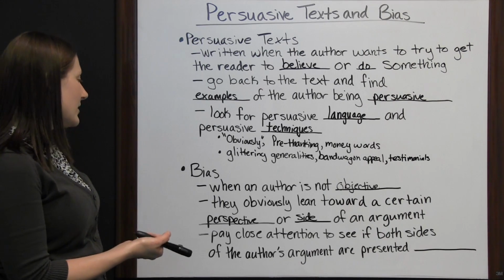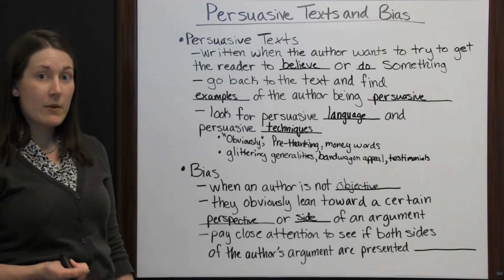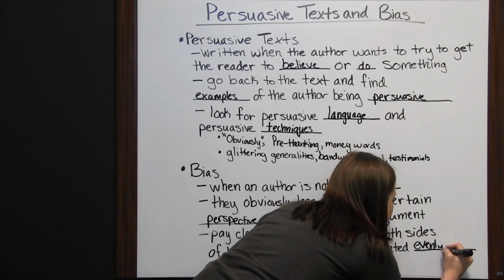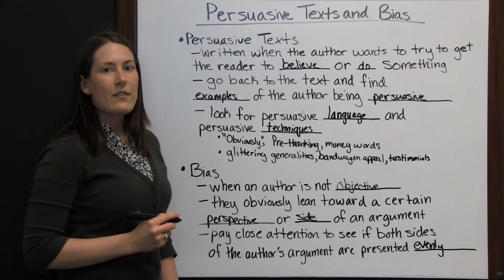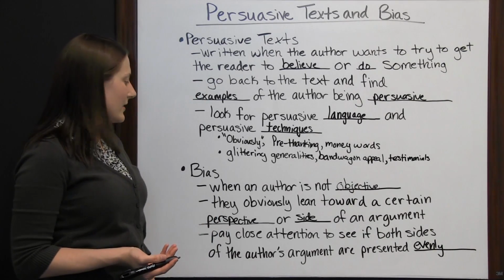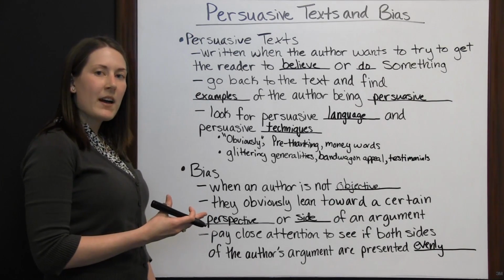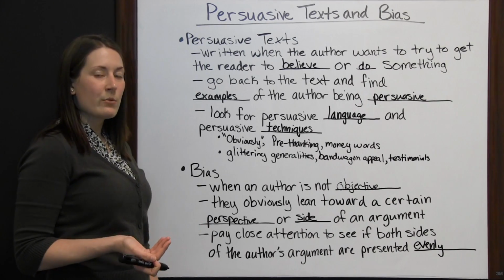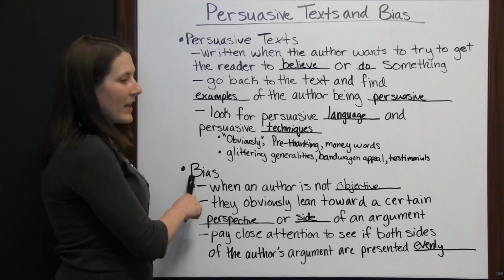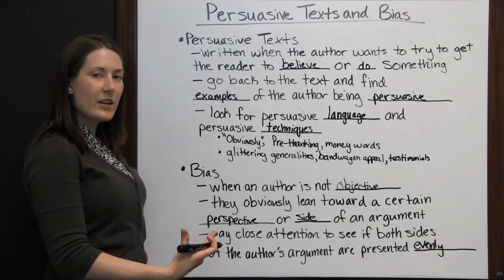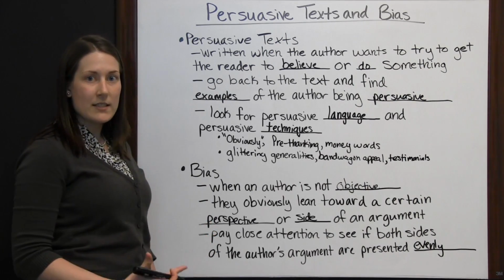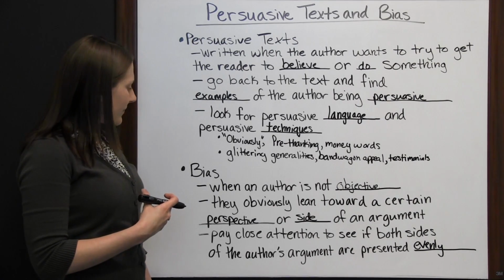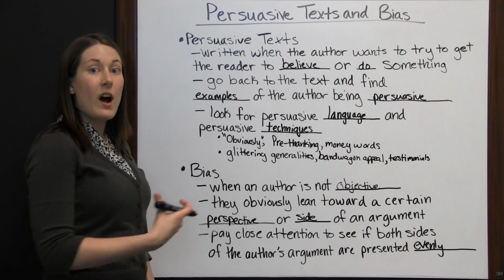So pay close attention to see if both sides of the author's argument are presented evenly. If you see the author saying lots of positive things about one side of the argument and lots of negative things about the other side, then they have a positive bias toward the one thing and/or a negative bias toward the other. So you can see how if someone has a bias, they would be trying to persuade you toward whatever side they were positively biased toward, or at least being persuasive in trying to get you not to do something.